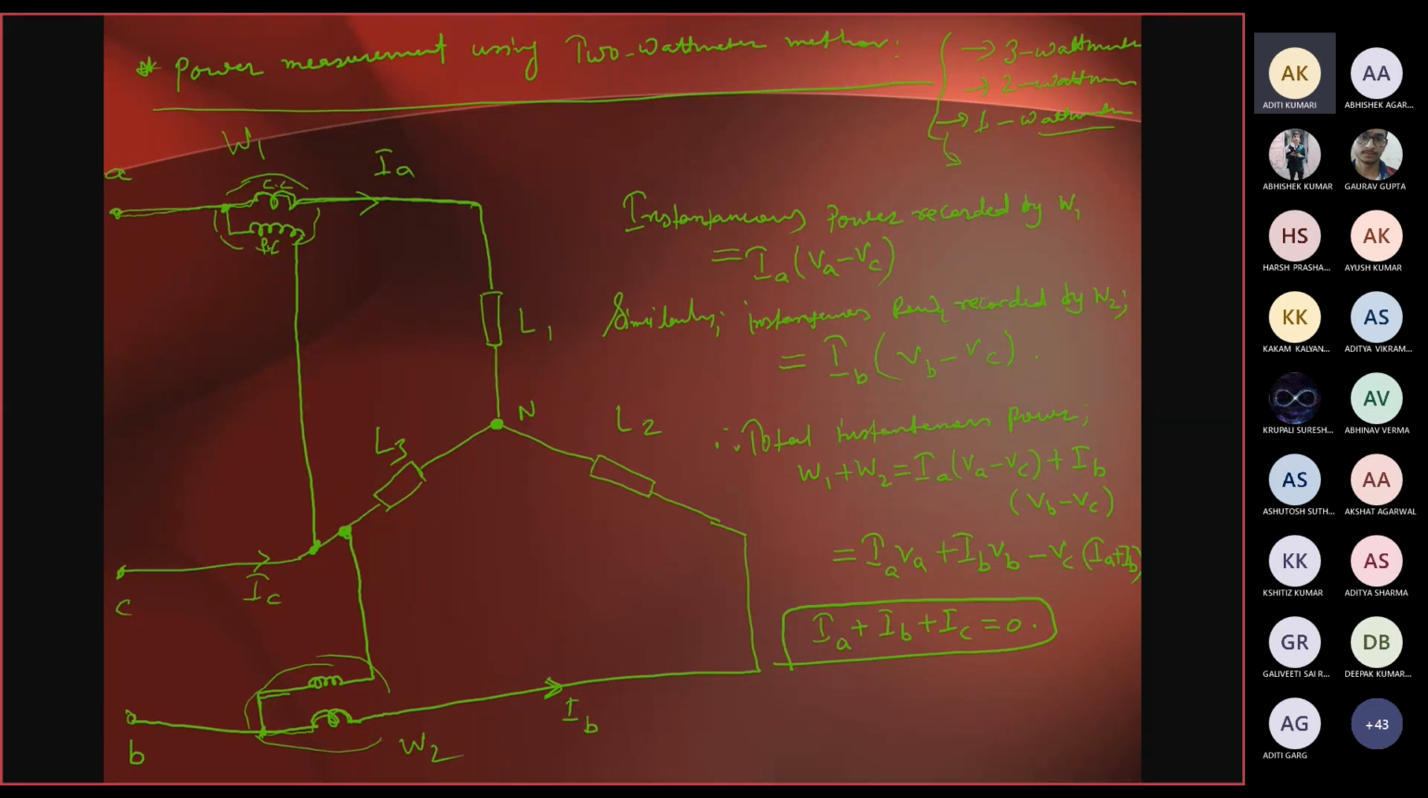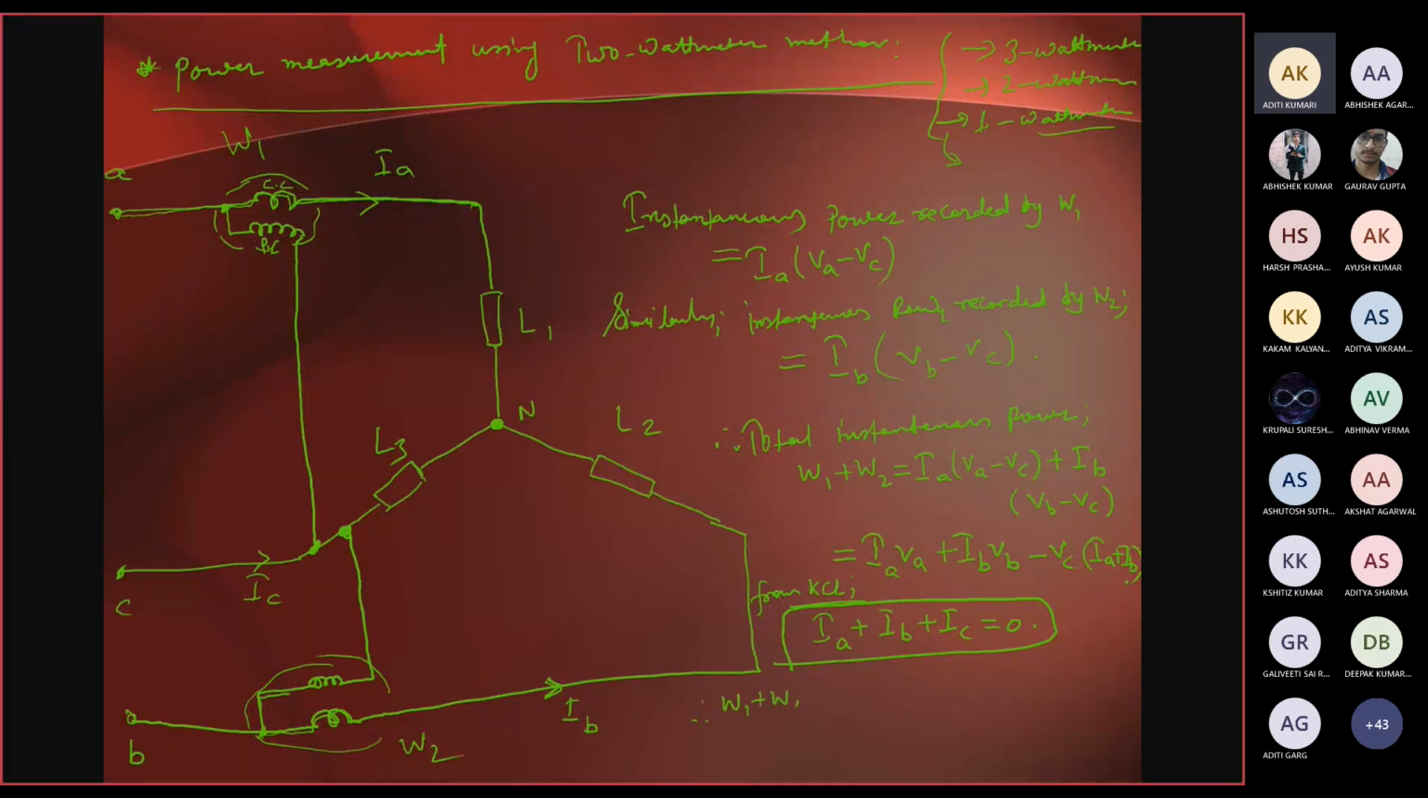सारा का सारा KCL क्या कहता है? याद करो KCL का क्या स्टेटमेंट था? ठीक? Current entering a junction is equal to current leaving the junction, or alternately you can also define it. At any node, the summation of the total current is equal to 0. Both signify the same thing. So from here you can write IA plus IB is equal to minus IC.